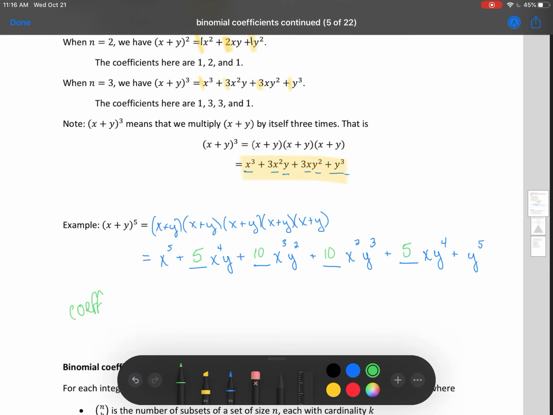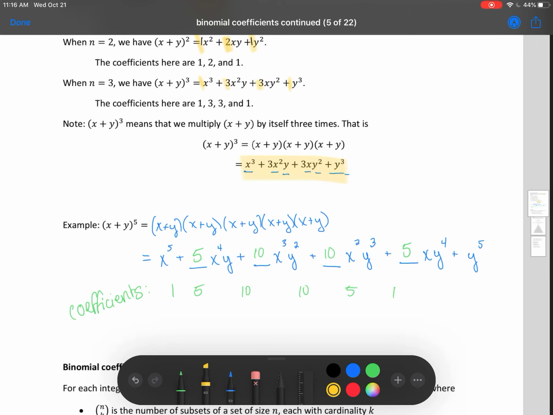So the coefficients here are the binomial coefficients. There we go. They are 1, 5, 10, 10, 5, and 1. And if those numbers look familiar, they should. That was exactly the number of subsets of each cardinality that we talked about in the last section.